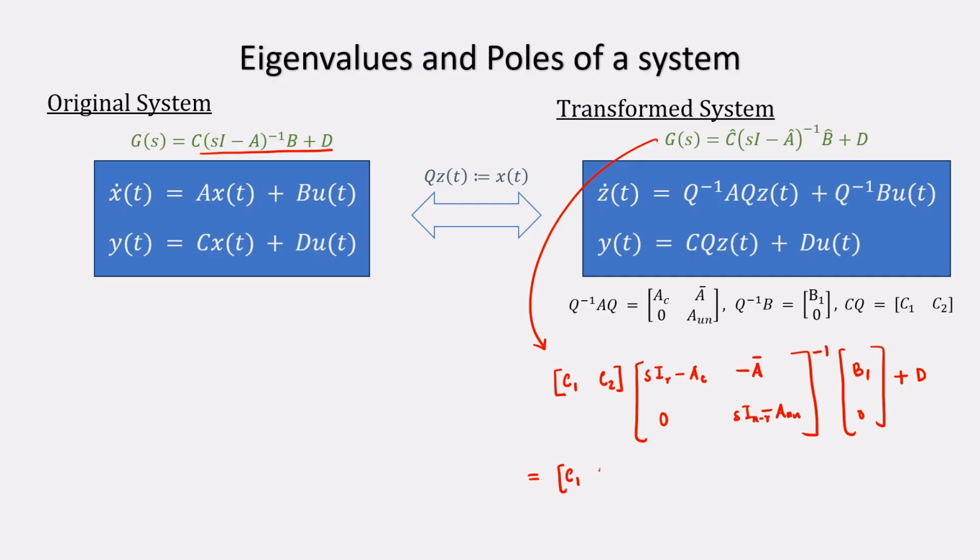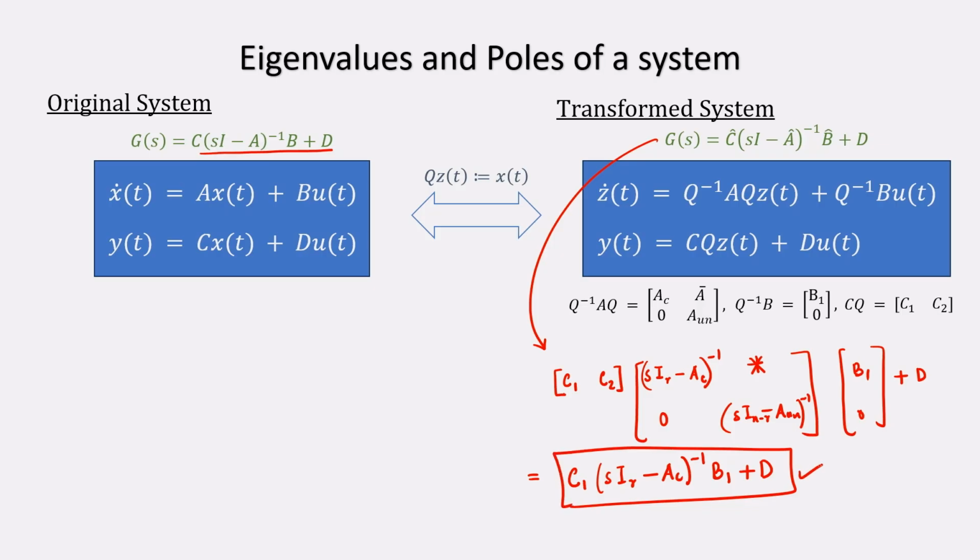Look at this, this will be C1, C2. I can actually go ahead and take this inverse in. So, this will be something like this, this will be something like this, and here we will have something. I do not know what it is, but some values will come. Now, if I do the multiplication here, what am I left with? I am left with C1 (sI_R minus A_C) inverse B1 plus D. So, the transfer function will come out to have an expression like this, and this transfer function and this one has to be the same.